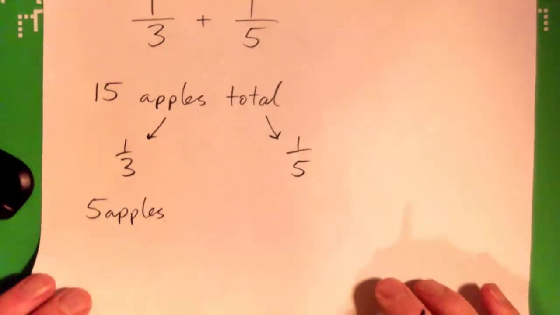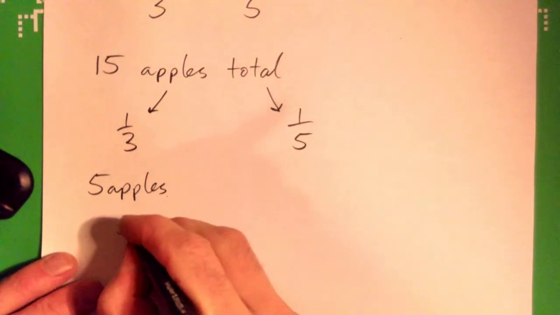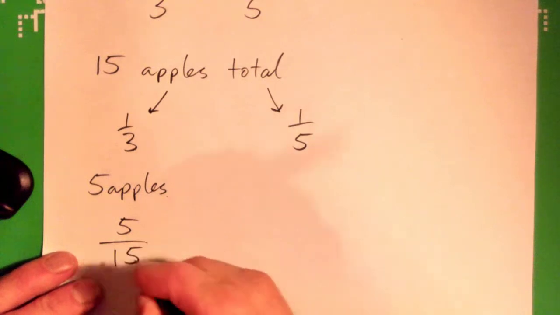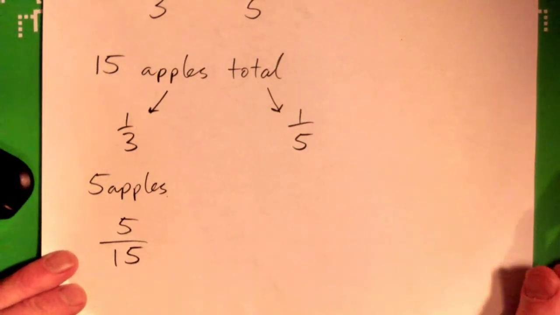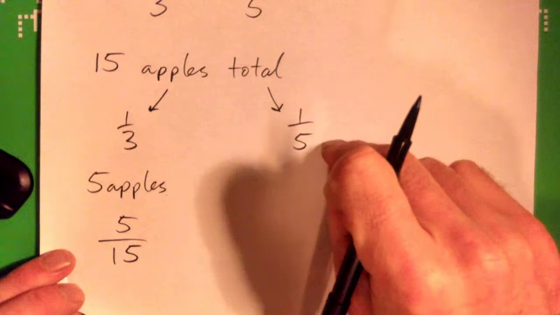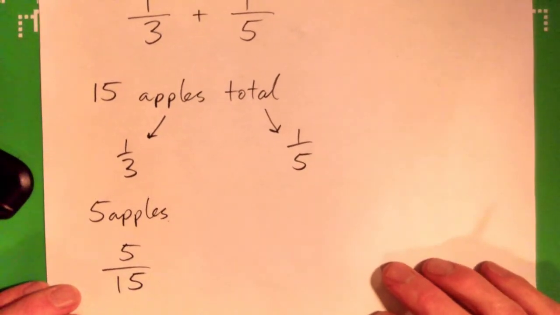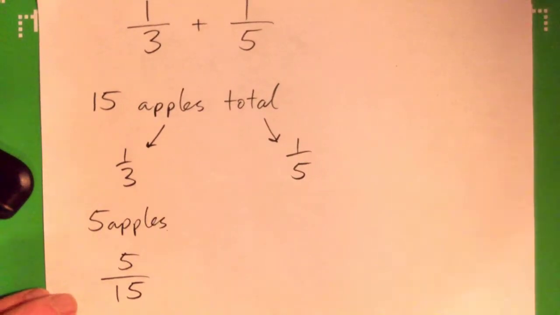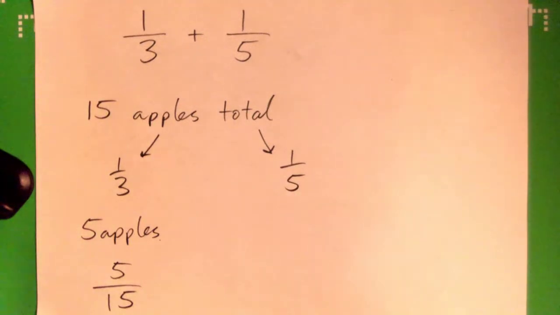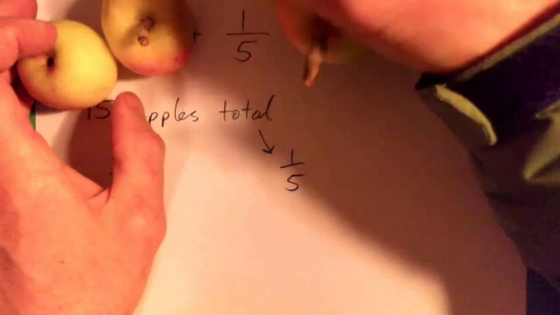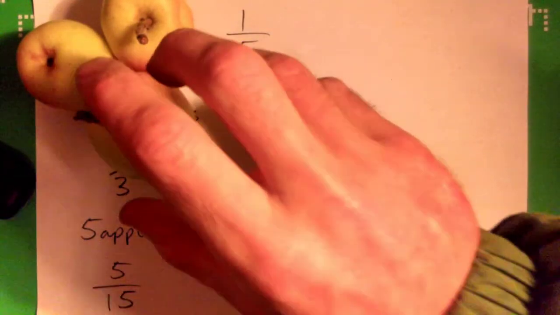Also, we can write that for fun as a fraction. 5 out of 15. 5 apples out of 15. Does that make sense? Okay. Now, how many apples is 1/5 of the apples? So we had 15. So, what's 1/5?